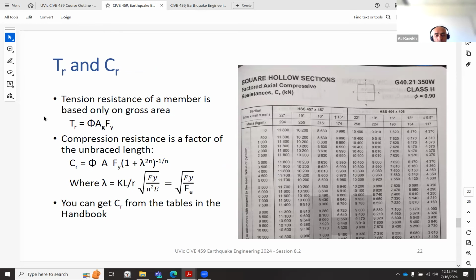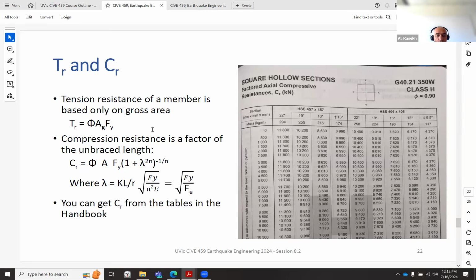So TR and CR, that's what you read from your manual of steel construction. Tension resistance of a member is based on the gross area. That's the easier one. There is Fy and a reduction factor, maybe 90% plus minus, like in this case, it is 90%. And you use the whole area to assess the tensile. So that's the TR, the conventional TR.